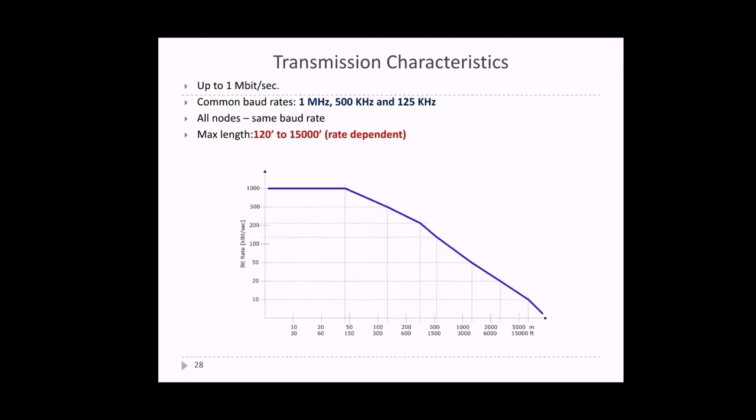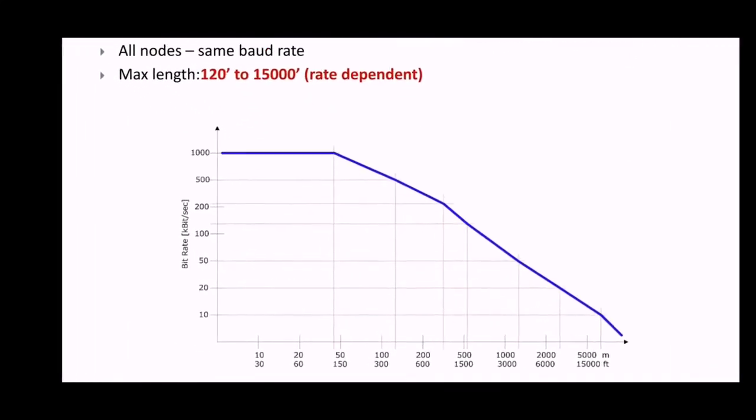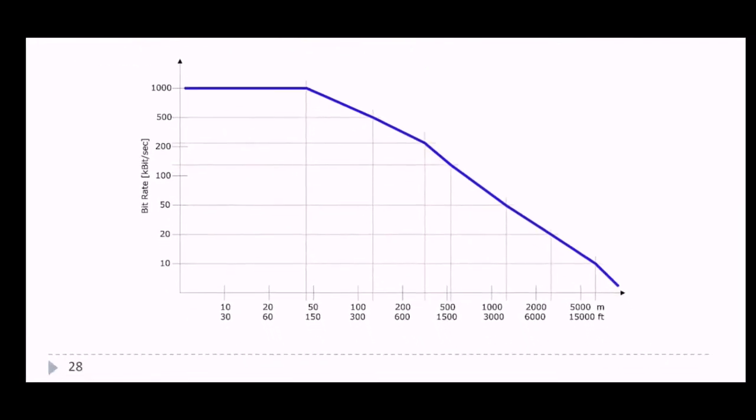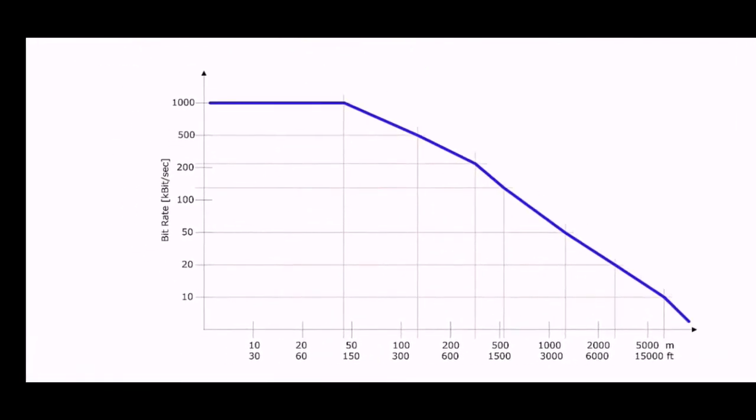It is also a kind of unsynchronized protocol, and the maximum length depends on the baud rate. You can see these characteristics clearly. As you all know from our previous slides, this can provide 1000 kbps, that is 1 Mbps, at a length of 40 meters.